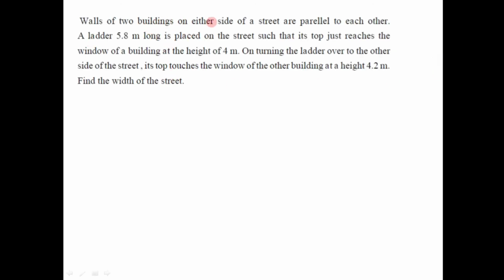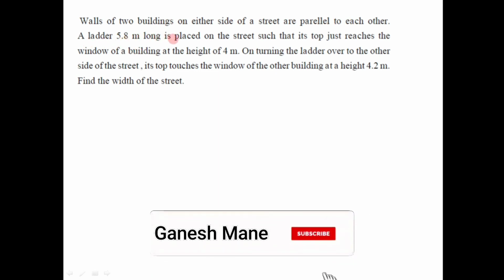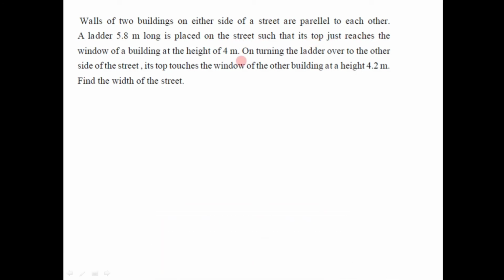Walls of two buildings on either side of a street are parallel to each other. A ladder 5.8 meter long is placed on the street such that its top just reaches the window of a building at the height of 4 meter. On turning the ladder over the other side of the street, its top touches the window of the other building at height of 4.2 meters.